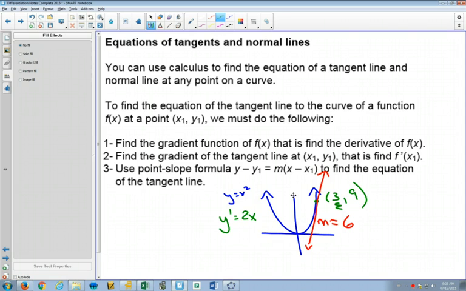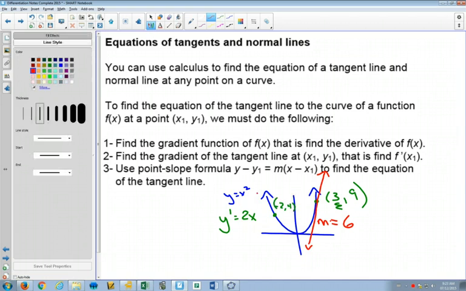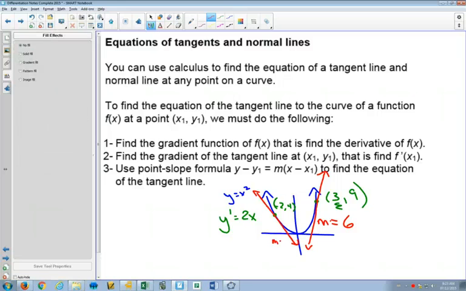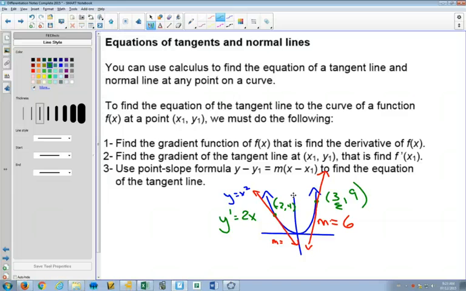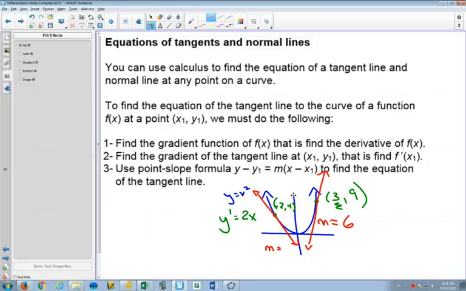If I picked another point, -2 comma 4, there's going to be a tangent going through that one. The slope of this tangent line will be what? -4. Because now, again, we have our equation for every single slope. That's what our derivative is. It's an equation for every single slope at every single x value. At x equals -2, that slope's going to be -4.